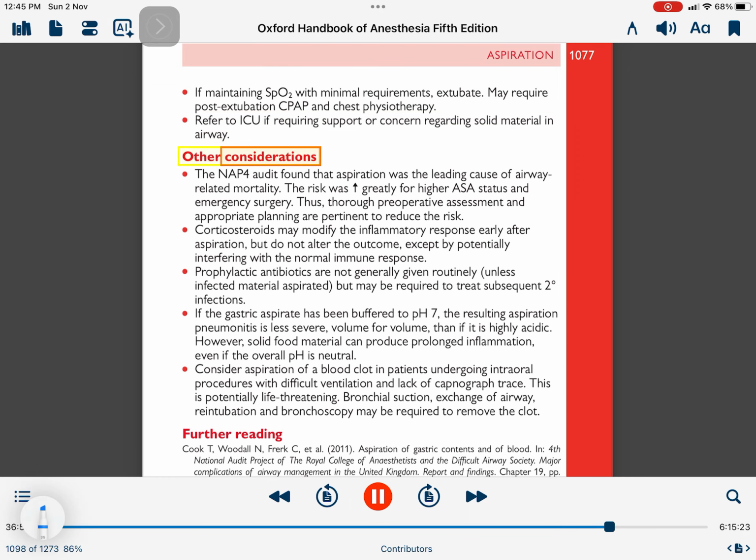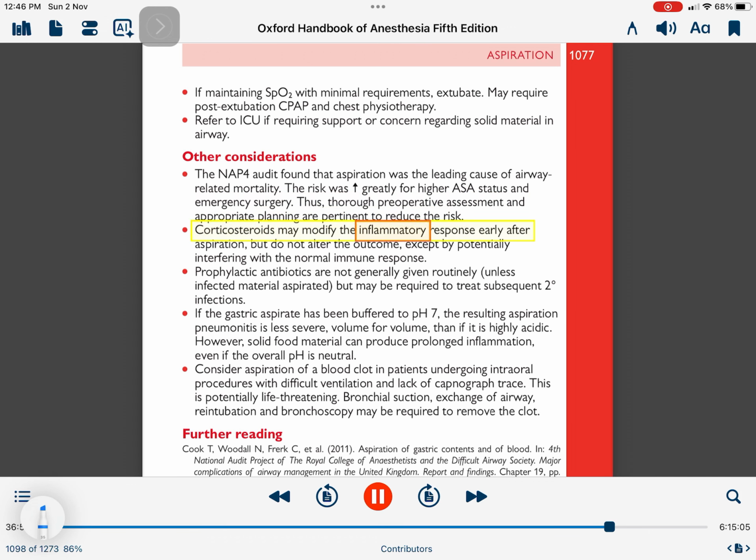Other considerations: the NAP4 audit found that aspiration was the leading cause of airway-related mortality. The risk was higher for higher ASA status and emergency surgery. Thus, thorough preoperative assessment and appropriate planning are pertinent to reduce the risk.